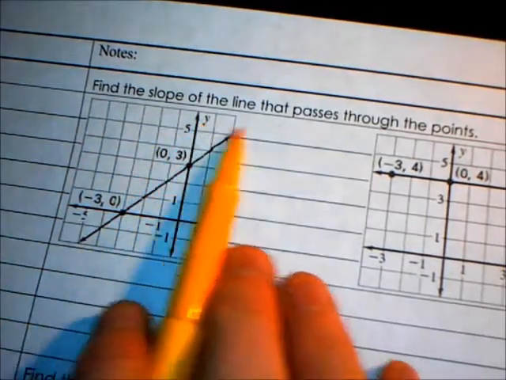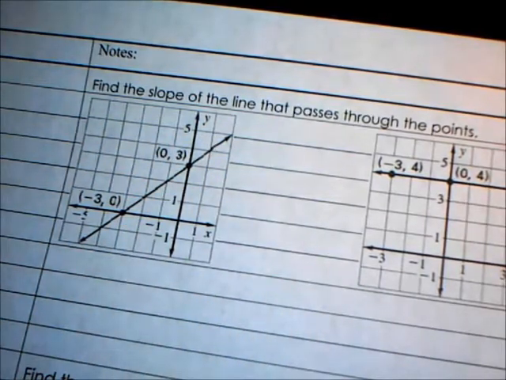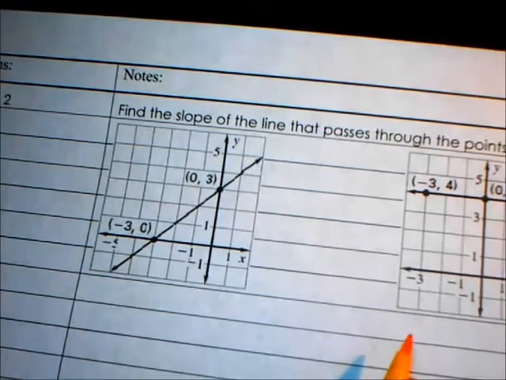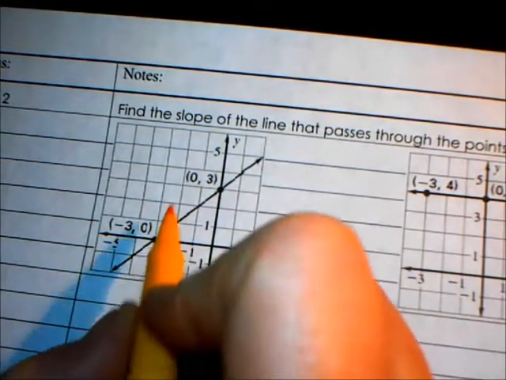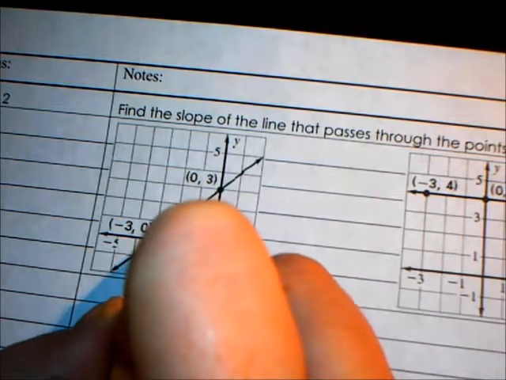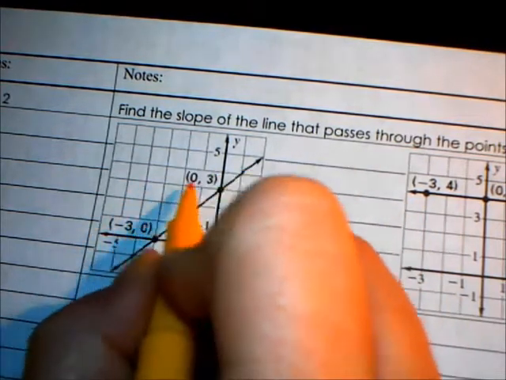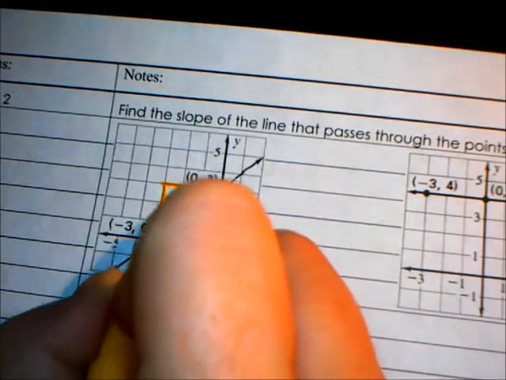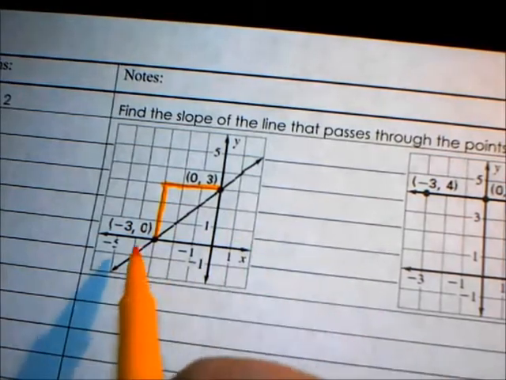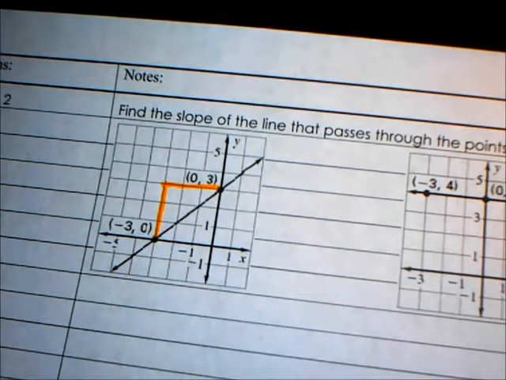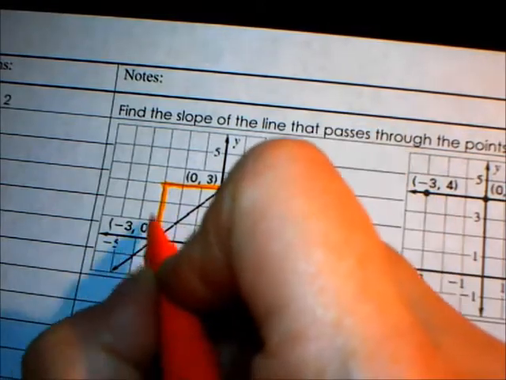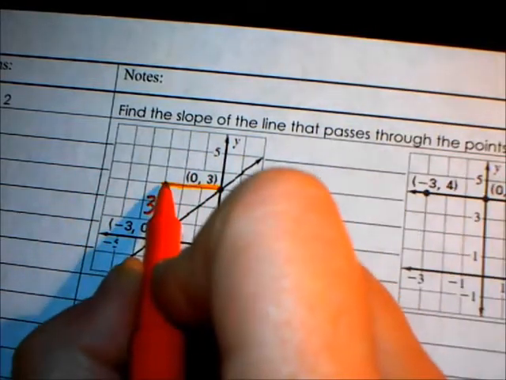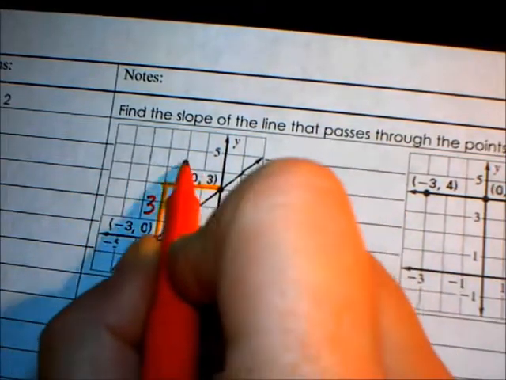Example 2 says we want to find the slope of the line that passes through the given points. With these examples, I have a graph given to me, so I can actually use rise over run, which is stair steps. What I want to do is go from the lower point and make a triangle going to the top point. So I'm going to follow the lines on the grid, making a triangle, going from one point to the next point. Next, I want to count from the bottom. The vertical line here has 1, 2, 3 spaces, and then on top it has 1, 2, 3 spaces as well.